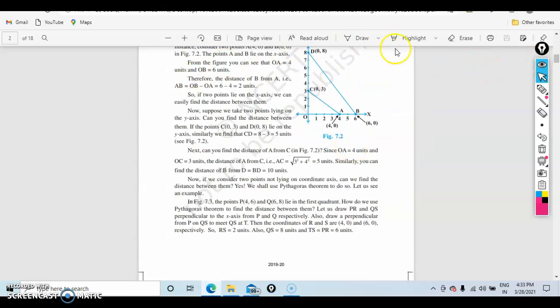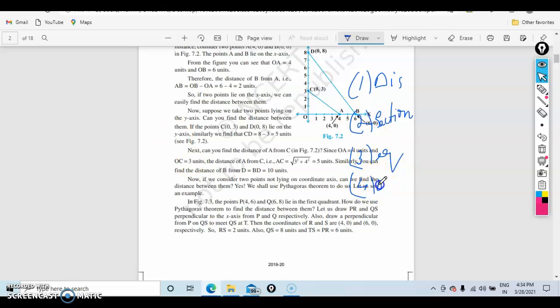We'll start with the basics. In this chapter we are discussing the distance formula, then the section formula, and in that some topics like what is meant by equidistance, and what is meant by origin. So majorly these four topics will be covered in this lesson. Okay.